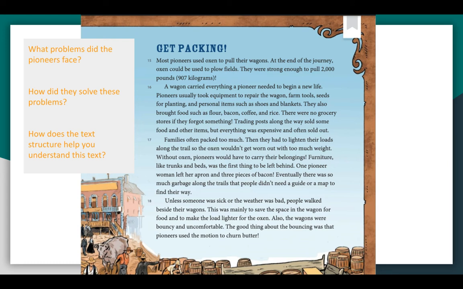I want you to take the time now to read this section of the selection titled Get Packing on page 259 in your My Book. While you're reading, think about the following questions. What problems did the pioneers face? How did they solve these problems? How does the text structure help you understand this text? Take some time now to jot down these questions in your reading journal. Then read the selection on page 259 and answer the questions to the best of your ability in your reading journal. When you're finished reading and answering the questions, come back and press play.